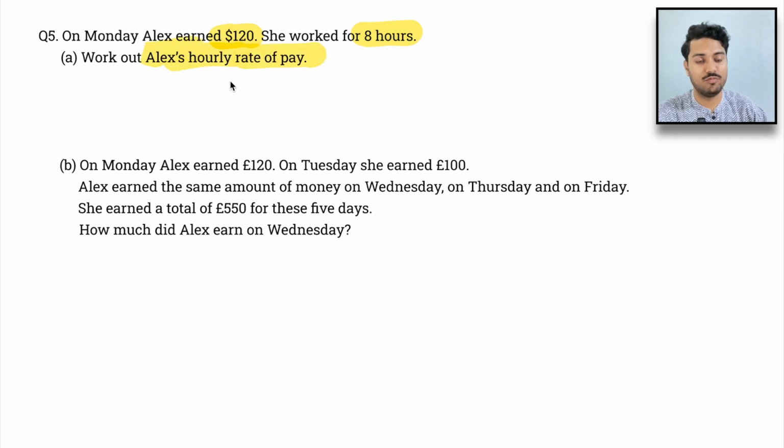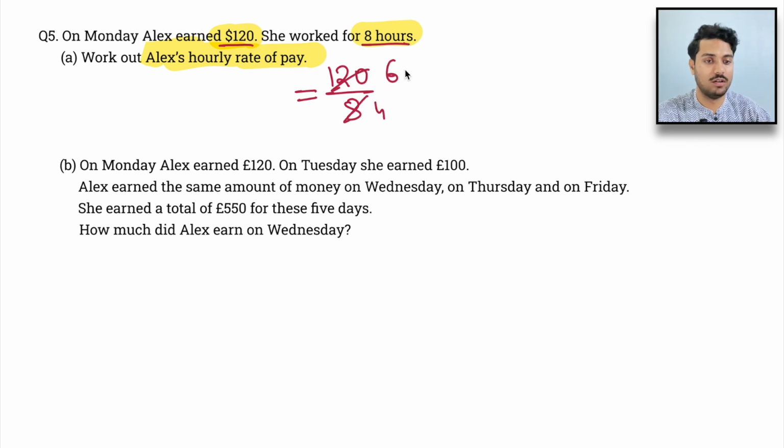So hourly rate of pay, she earned 120 and she worked for 8 hours. So hourly rate of pay will be $120 divided by 8, and that's how we will get the answer. So let's check. 460, and this is going to be 30, and then 2, that's 15. So hourly she is making $15.